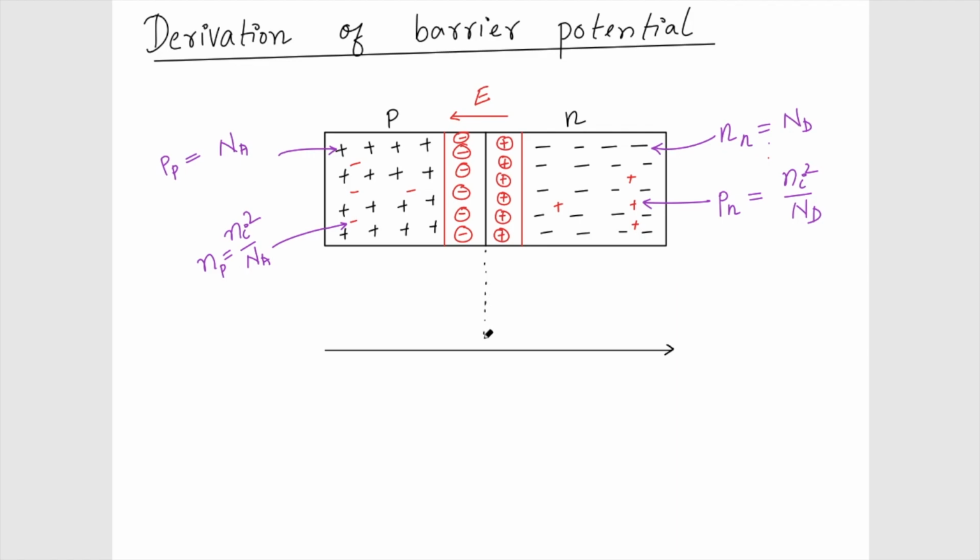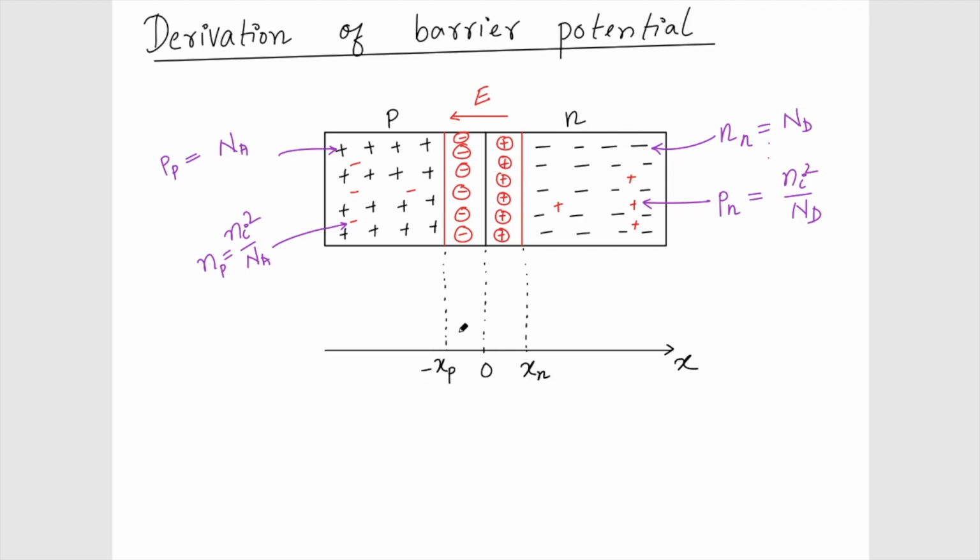Okay, so let's draw an axis here. Maybe the border is 0, and the depletion width on the n side, let's call it xn, and this one let's call it minus xp. So this is the 0 of this x-axis, this is xn, and this is minus xp.